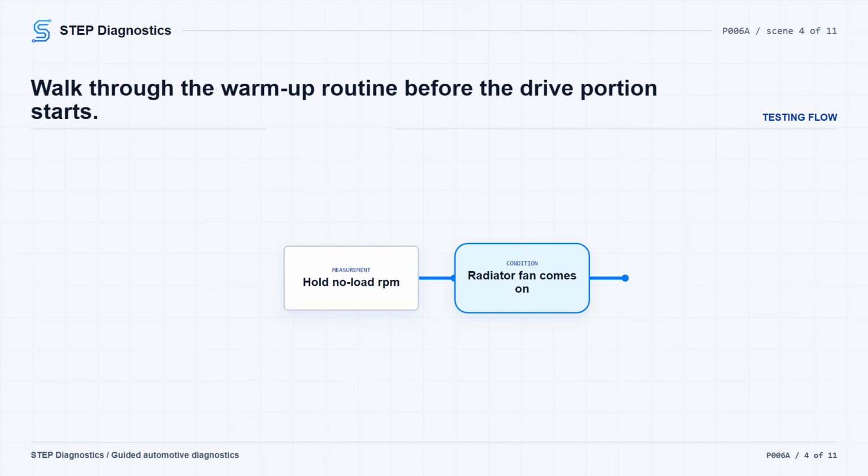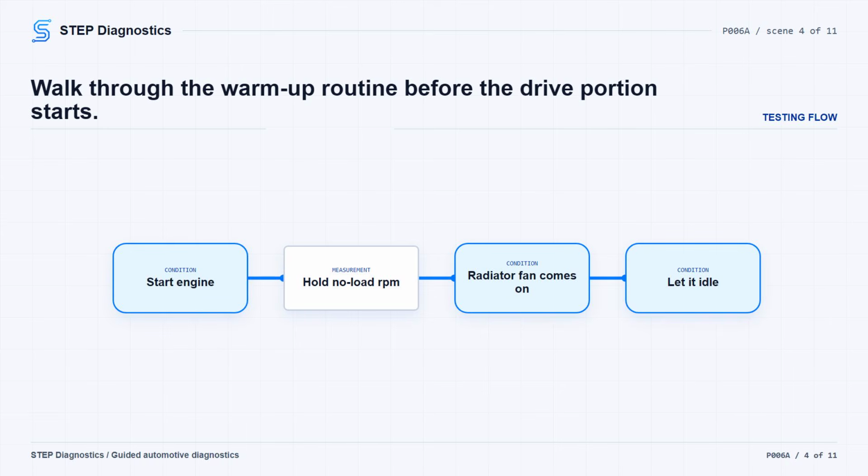Start the engine, then hold engine speed at 3,000 RPM with no load until the radiator fan comes on. For a CVT, that means P or N. For a manual transmission, use neutral. After that, let the engine idle.